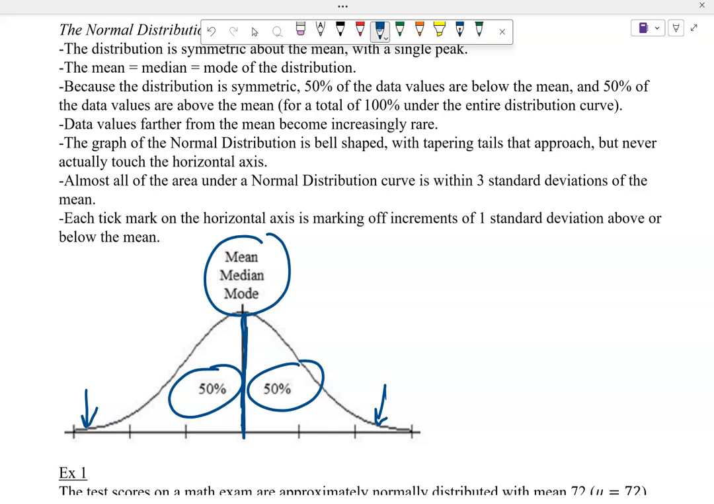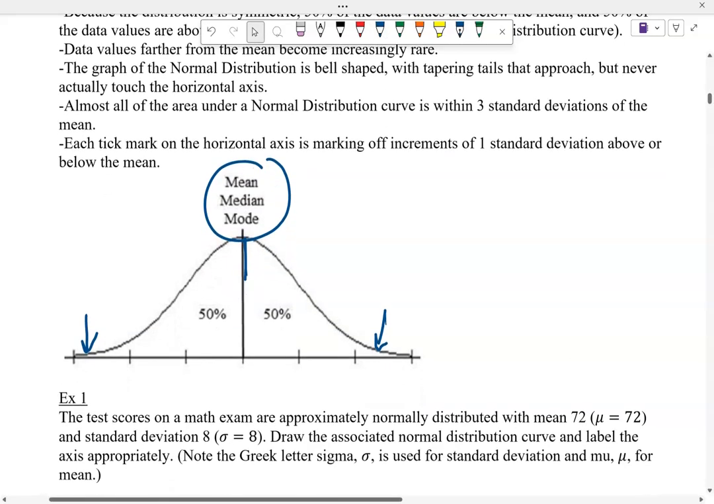And you can see the height of the bell curve is showing you that the majority of people are within a standard deviation left and right of that mean, median, and mode right there in the middle. So as it tails out, again, more rare. Now, almost all the area is within 3 standard deviations.